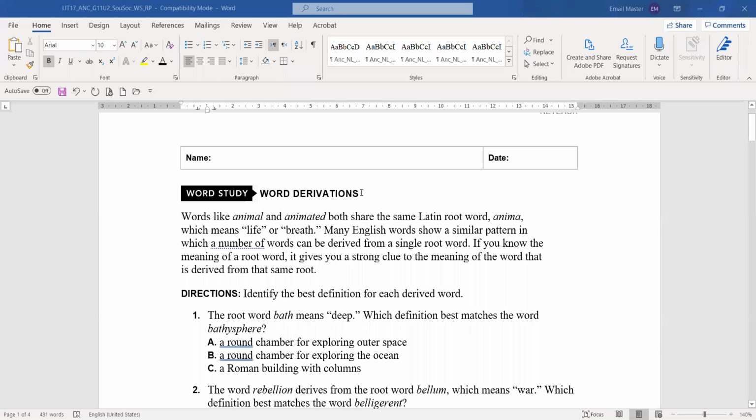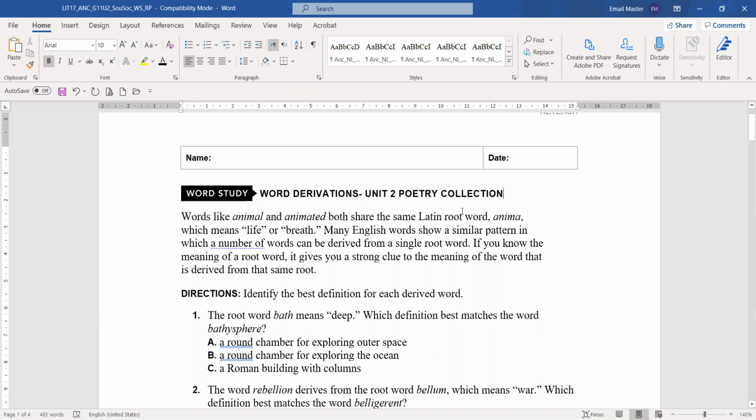Hello, grade 11. Today we're going to look at the Unit 2 Poetry Collection, Word Derivation. So when we say word derivations, it means the words coming from Latin. They have different roots coming from the Latin language. And then when you add a suffix or prefix to these words, they change the meaning.